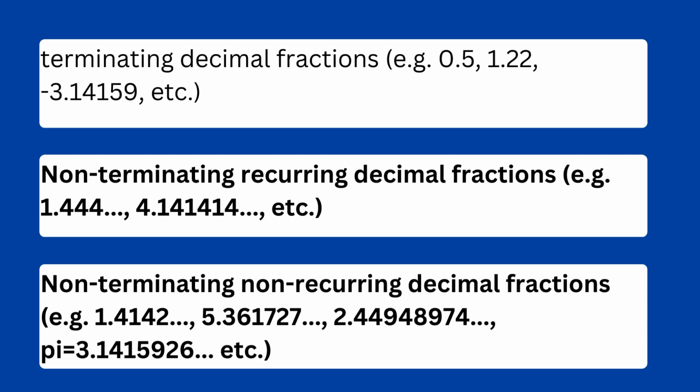The first two types of decimal fractions, that is terminating decimal fractions and non-terminating recurring decimal fractions, are both examples of rational numbers. As we know, terminating decimal fractions can be written in p by q form. By removing the decimal we write the number, and after that, for the number of digits after the decimal, we put an equal number of zeros in the denominator. So 0.5 can be written as 5 by 10 and so on. 1.22 can be written as 122 by 100. Similarly, non-terminating recurring decimal fractions can also be written in p by q form.